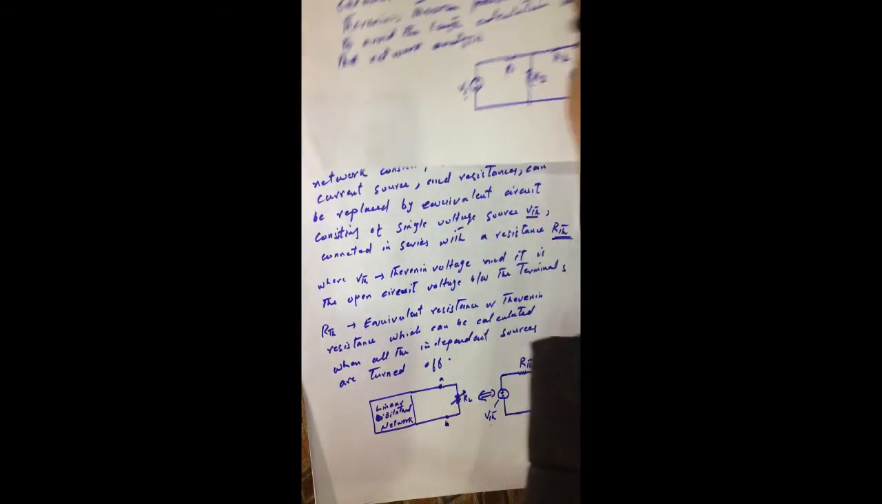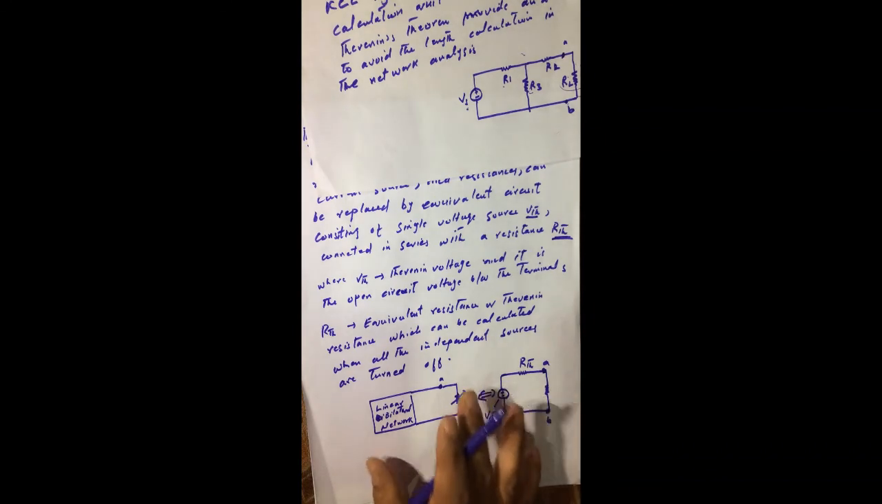So this VTH is the Thevenin voltage. It is the open circuit voltage between terminals A and B. This Thevenin voltage is connected in series with this Thevenin resistance. So we call it the Thevenin theorem. I will explain it by considering a very simple example in the next video.